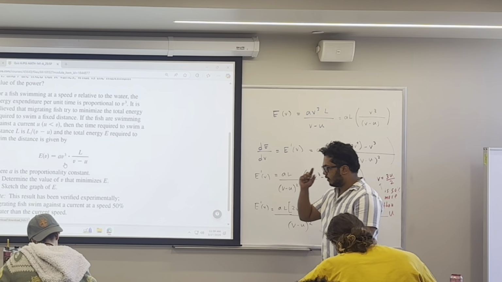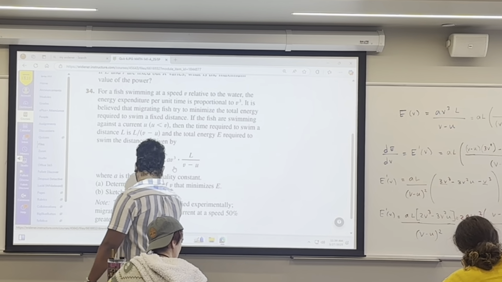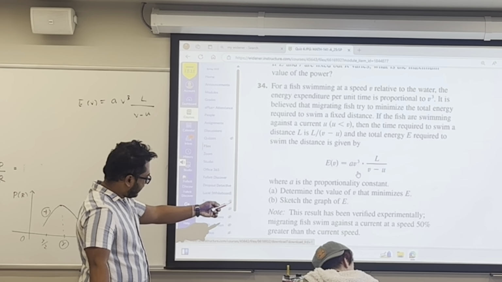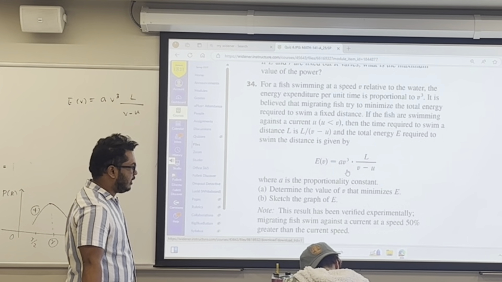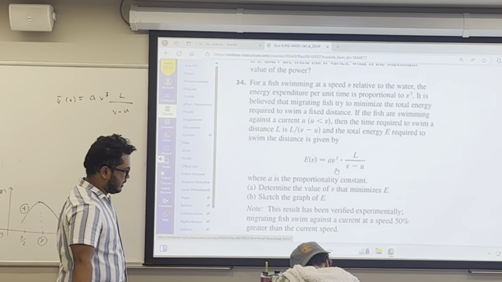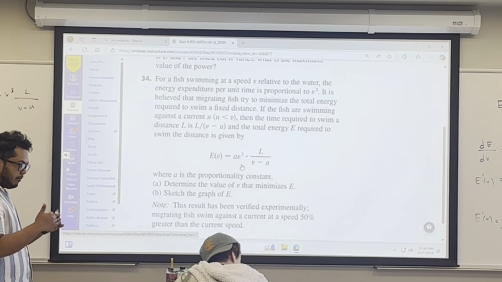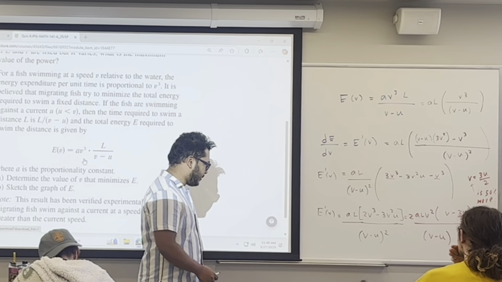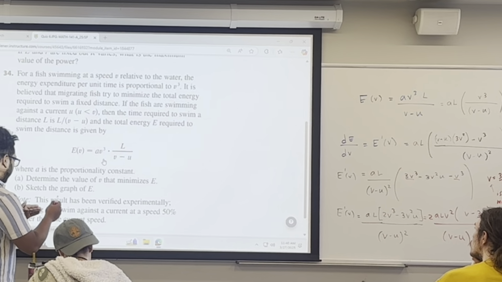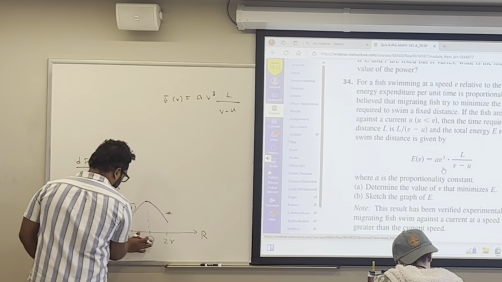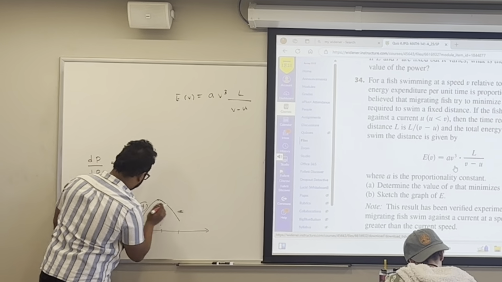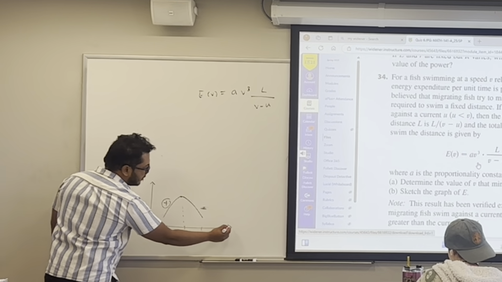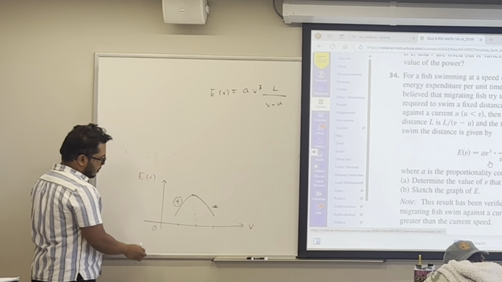Experimentally, it's been verified that migrating fish swim against the current at a speed 50% greater than the current speed, so that they can minimize the energy. But I still haven't shown you what happens for less than or more than. So I'm going to draw the same kind of picture. This is the energy now. This is the speed of the fish.